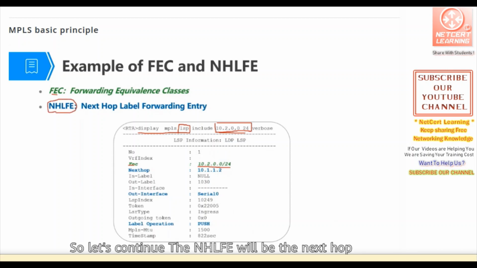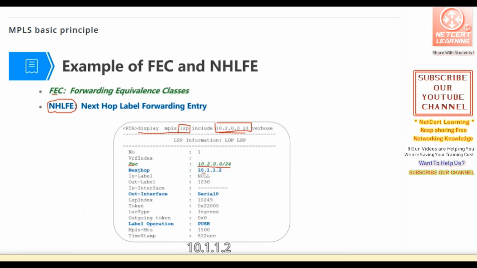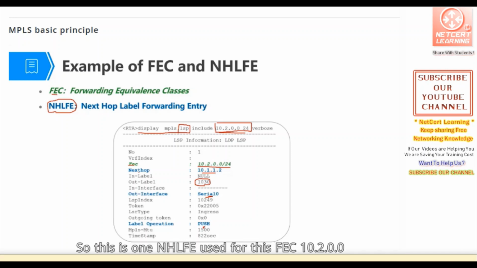Let's continue. In the NHLFE, the next hop is 10.1.1.2. The in label is none because this is the ingress. The out label is 1030, so we will push this label to the packet. The out interface is 0/0/0, and the label operation is push. So this is one NHLFE used for this FEC, 10.2.0.0.